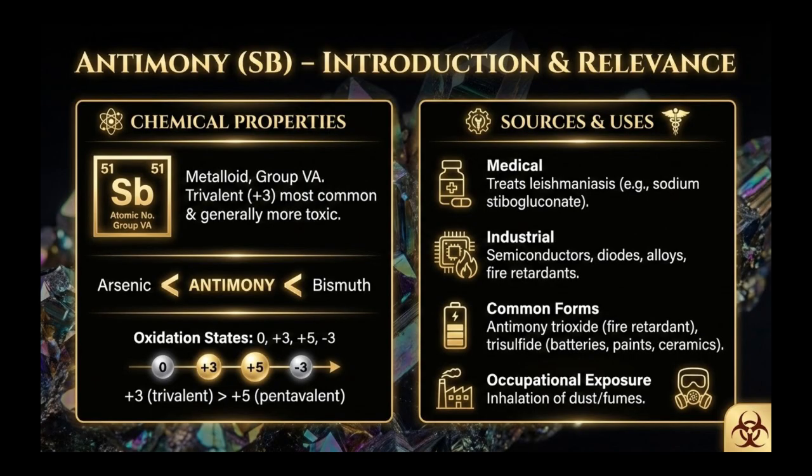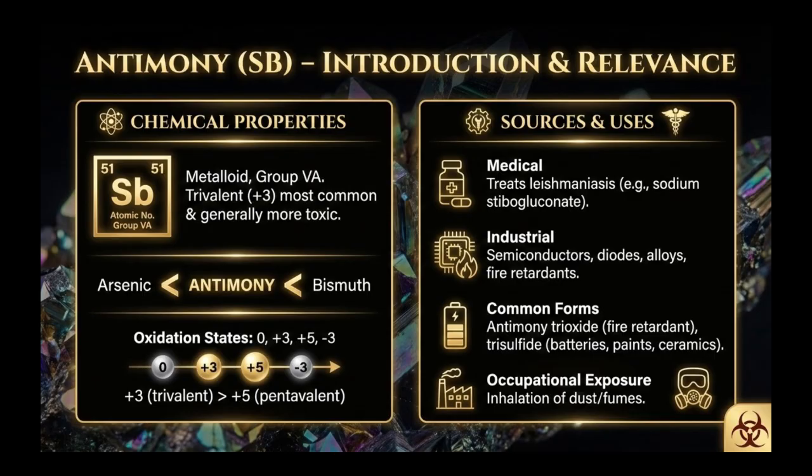Antimony is a metalloid that is naturally found in the Earth's crust. It plays an important role in the field of heavy metal toxicology, often showing similarities to arsenic. Throughout history, antimony has been used both in therapeutic applications and industrial processes, which has led to both beneficial uses and toxic exposures.